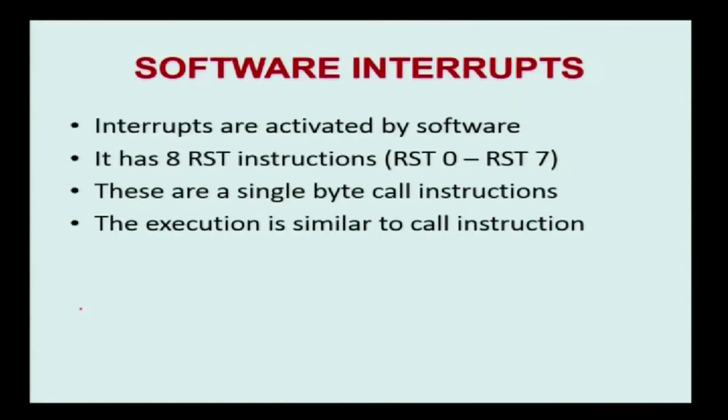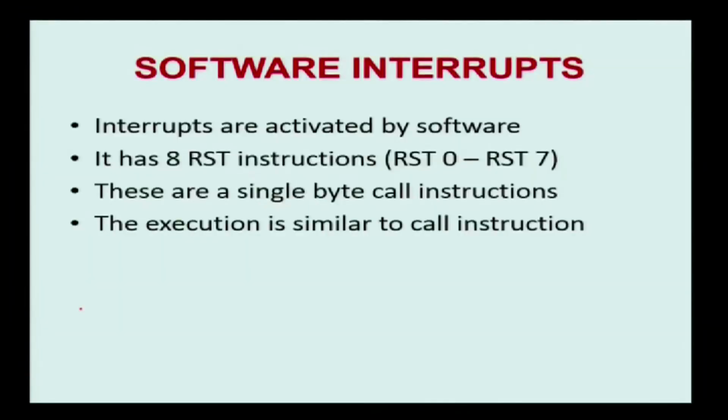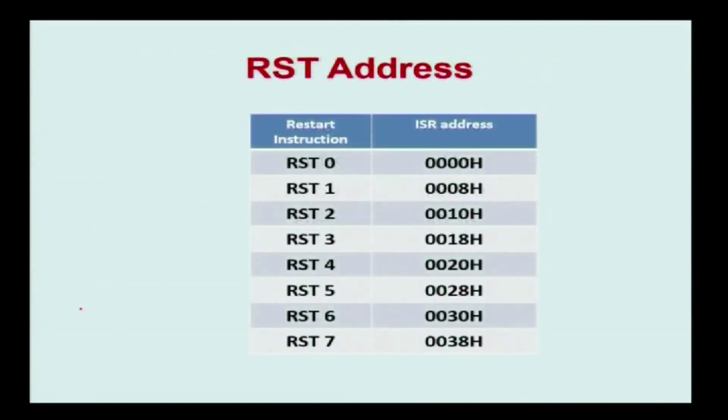So, what does software interrupt mean? The interrupts which are activated by the software are called software interrupts. It has 8 instructions, which are named RST 0 to RST 7. By writing the instruction, we can activate the corresponding interrupt. Each is a single byte instruction. So, these are the instructions available in the 8085: RST 0, RST 1, RST 2, up to RST 7.